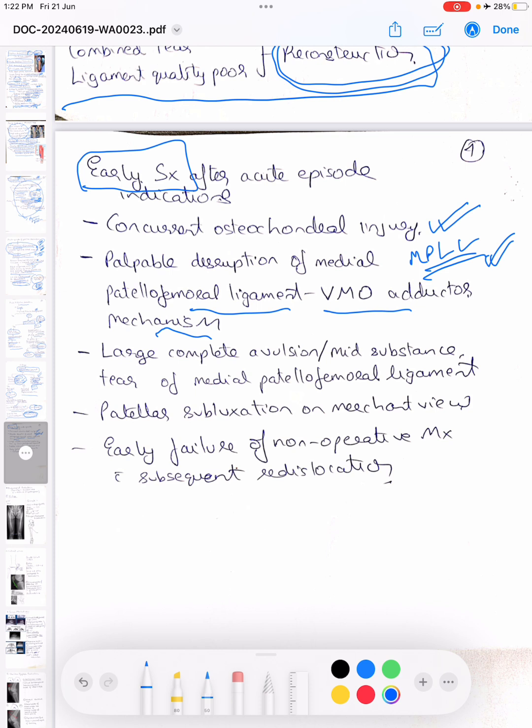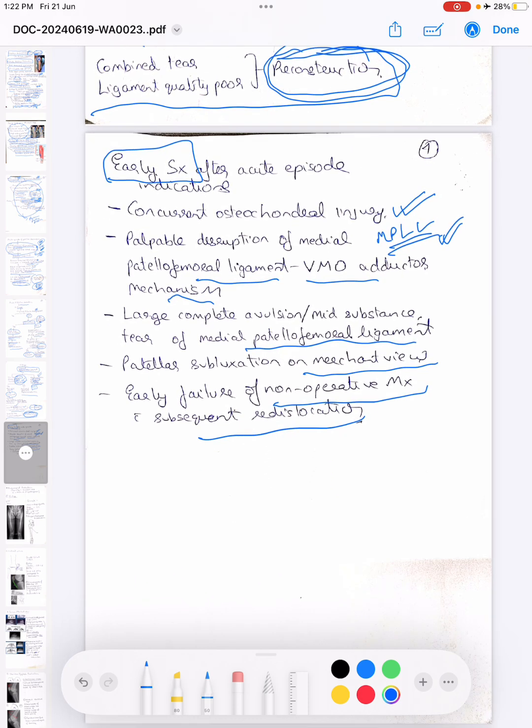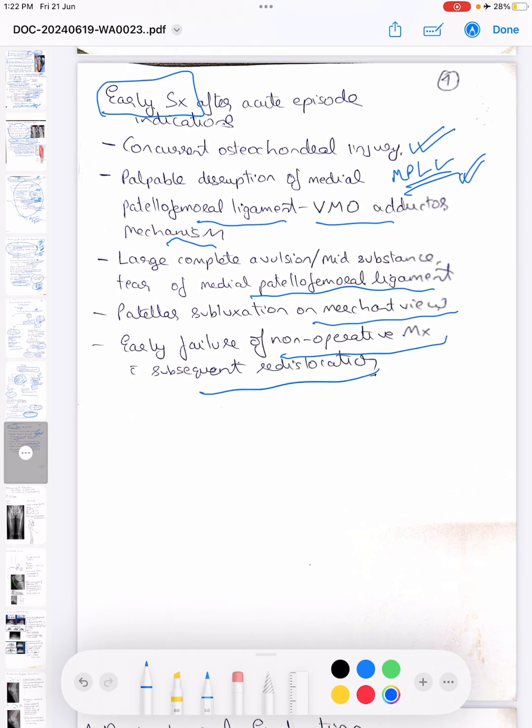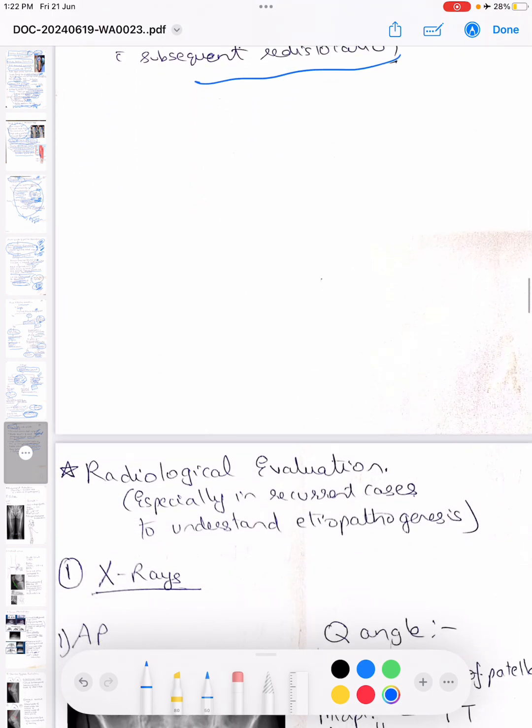Right? Whenever there is a large, complete avulsion or mid-substance tear of the MPFL, whenever there is patellar subluxation on the Merchant view, and early failure of non-operative management with subsequent redislocations. These are the indications of early surgery after an acute episode of patellar dislocation.